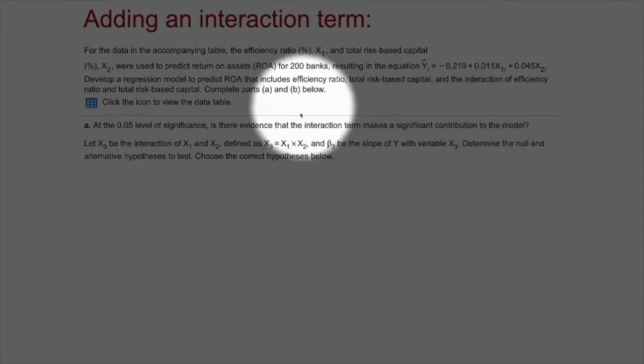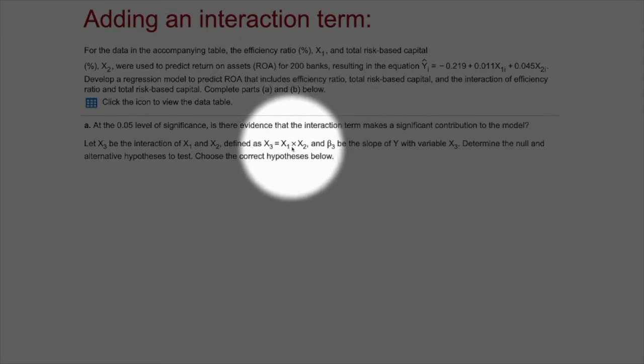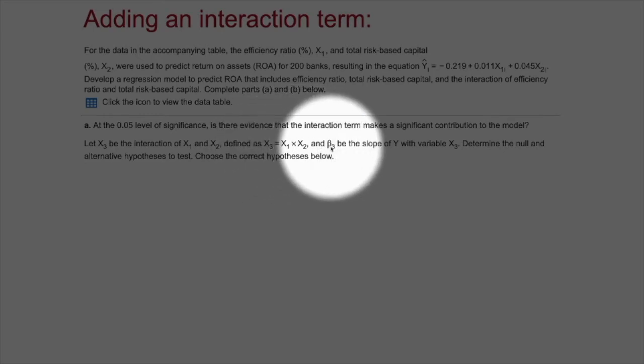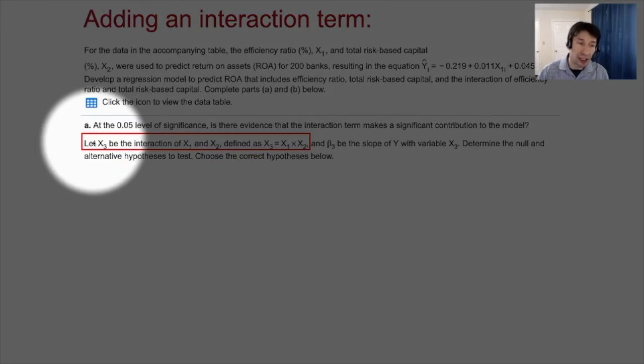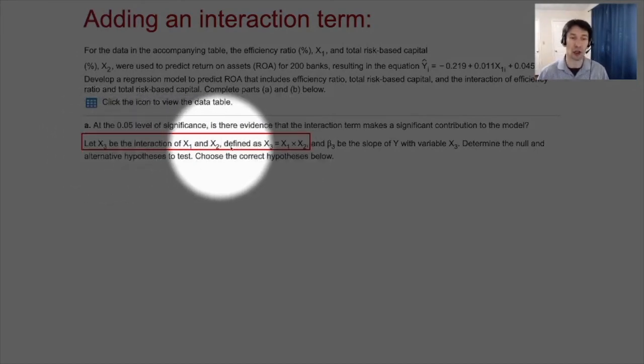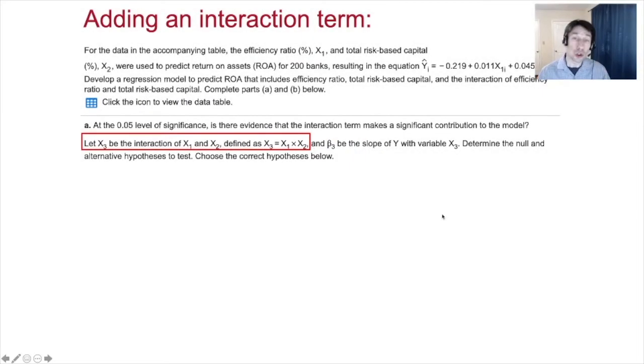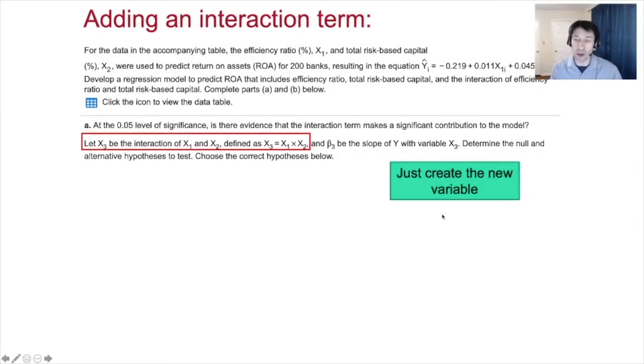What's the interaction term? It's, like I said, x1 times x2, but you treat it just as if it was a third variable. You compute this cross product and you treat it as if it was a third variable. And it's going to get a beta 3, and you're going to determine whether this beta 3 is significant or not. So the good thing is they really take you by the hand. They tell you exactly what they want you to do. They say let x3 be the interaction term, and they tell you how to define it. So all you have to do is just create this new variable.